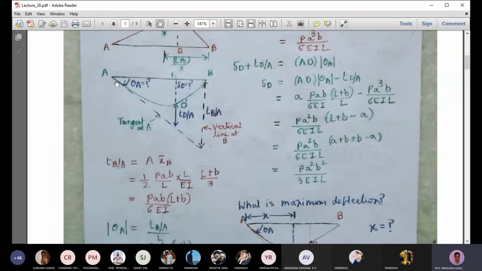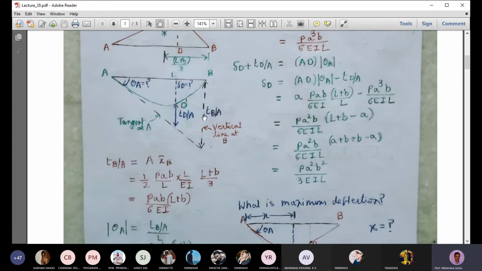So what we will do, we have drawn the tangent at A, and what we can do is draw the vertical from point B. So this is the vertical line at point B. It is intersecting the tangent at some point, let's call it G. So what is this distance? This is the vertical deflection of point B with respect to a tangent drawn at A.